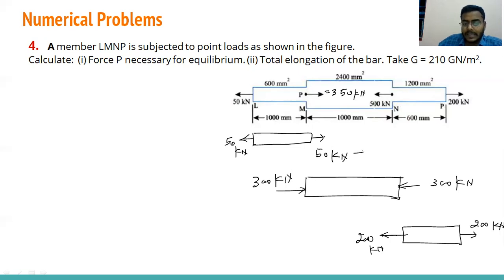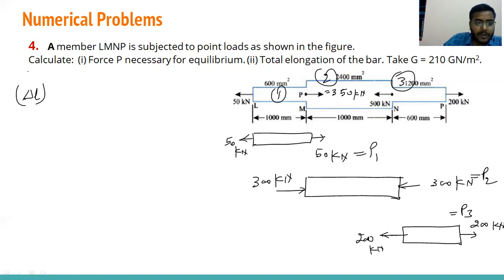So now for each case we have the forces. Suppose this is P1, this is P2, this is P3, right? So we can calculate for bar 1. I'm writing in notation delta 1; this is 1, this is 2, this is 3. So I'm calculating for 1. There is a pulling force applied, so it will be positive because it will elongate.